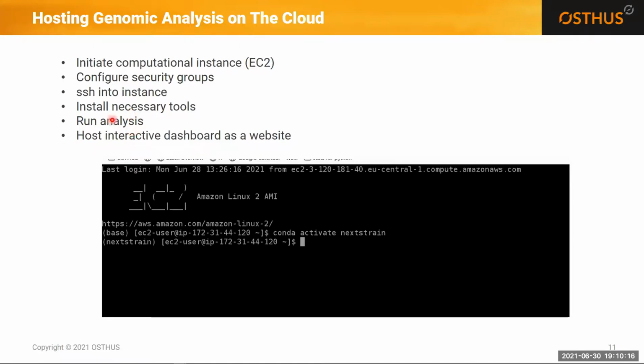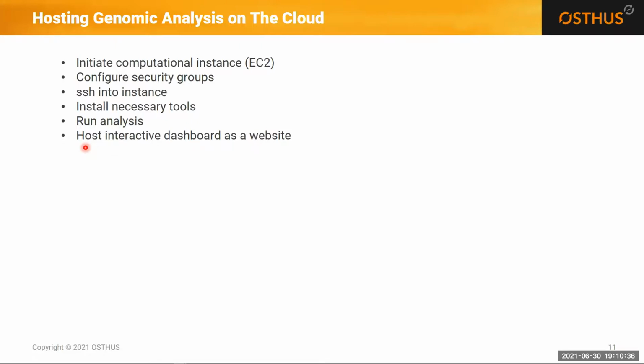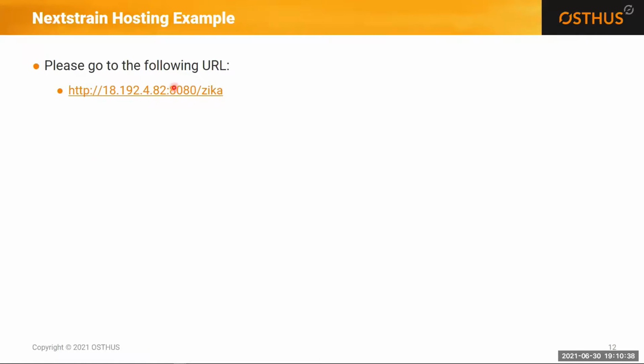And finally, after installing and running analyses, you can take the output and you can host that output, for example, as an interactive dashboard on a website. Additional to all this, you have an IP address that is connected with your EC2 instance, but you can choose the port where your output is going to be hosted. So in our case, that's port 8080 because I chose it. So I'm going to copy this.